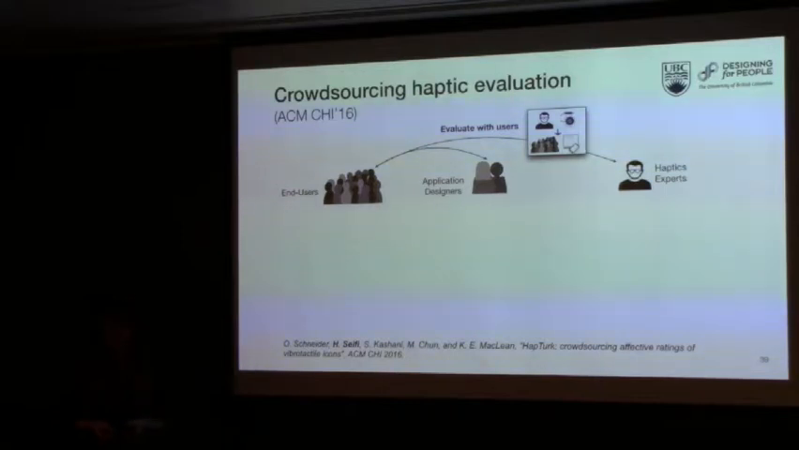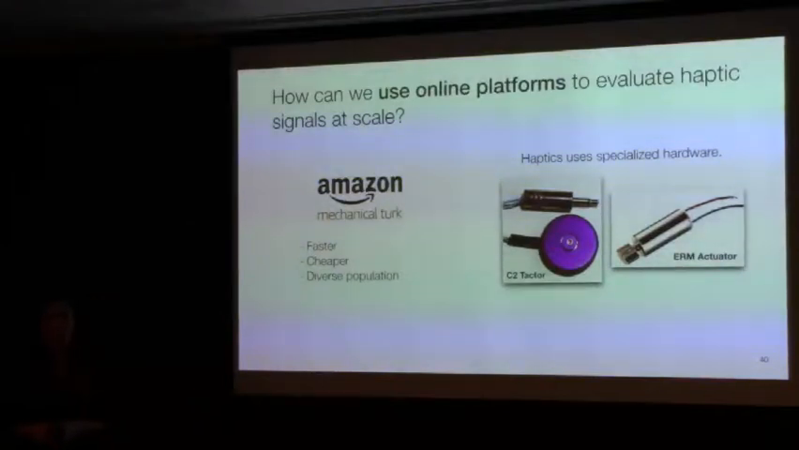Now I want to switch to another project that I did near the end of my PhD at UBC. In this project, we were interested in crowdsourcing haptic evaluation. In my PhD, I had to collect a lot of descriptions from users, and this was a very tedious process. So I wondered if we can use online platforms such as Amazon Mechanical Turk.